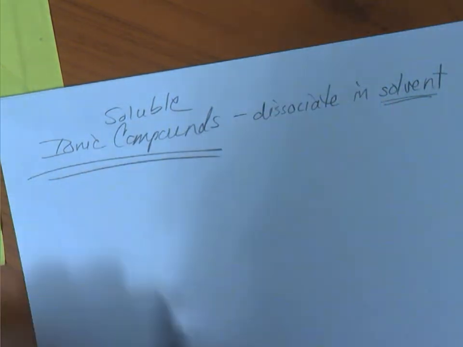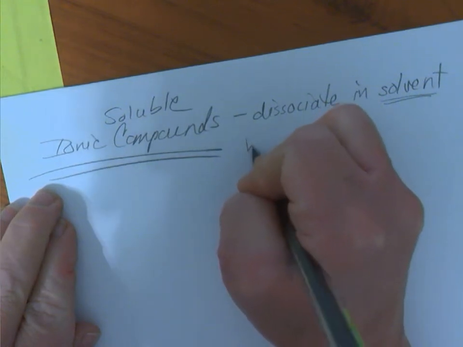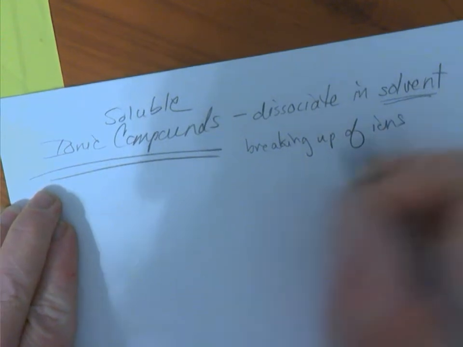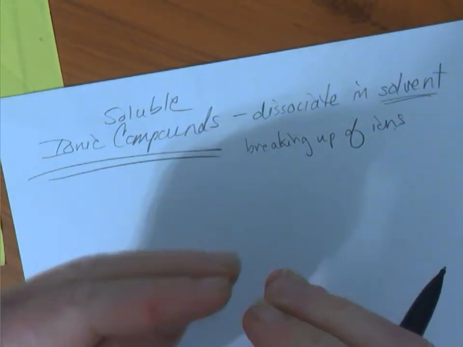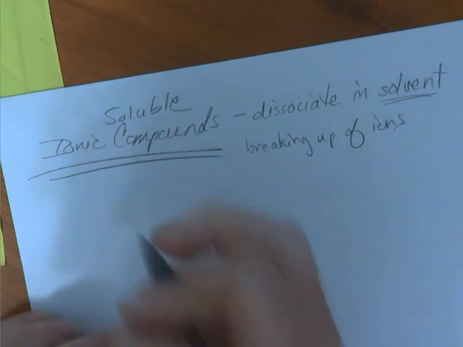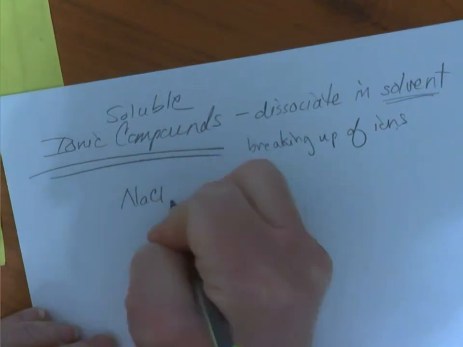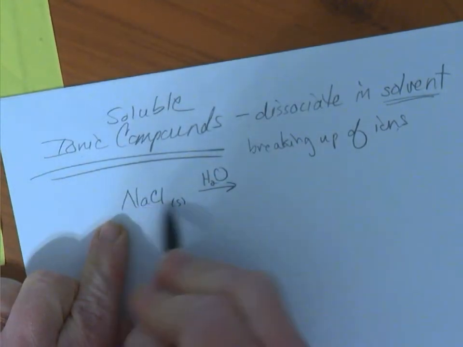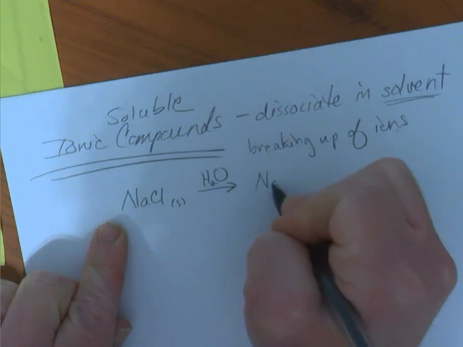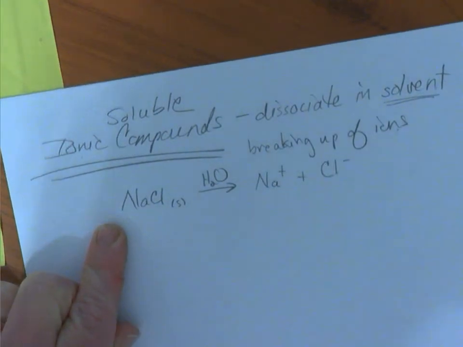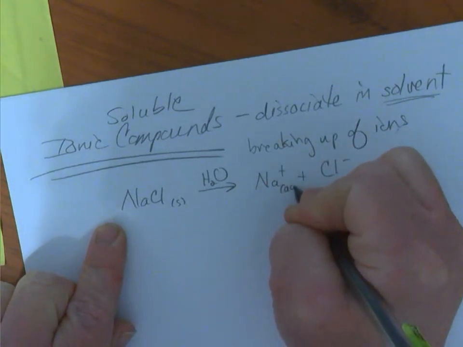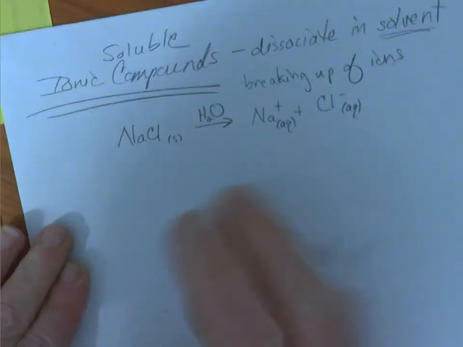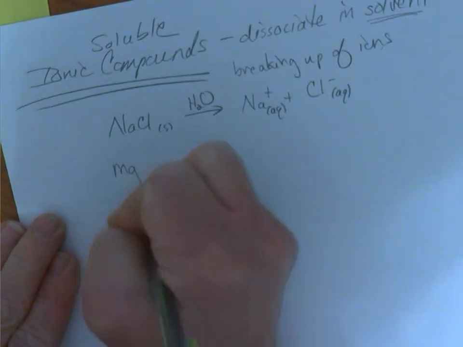All right. Dissociation is simply the breaking up of the ions that are present in the ionic compound. It is a physical change. So for example, sodium chloride. We all know that is soluble in water. Well, for every one sodium chloride, I get one sodium ion and one chloride ion. Now, it would be best if I put the phase symbol of aqueous. That is dissociation.